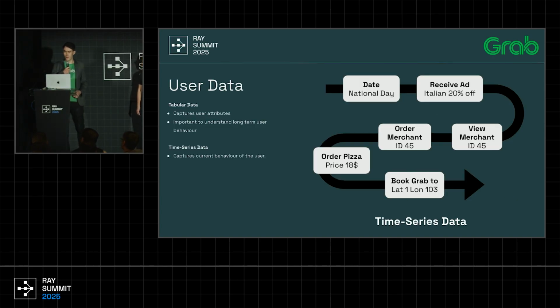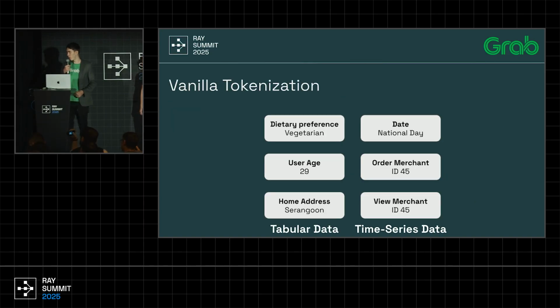Another source of important information is the time series behaviors, so sequence data. For example, we have National Day. So this is the date, then a certain user receives an ad that motivates him to search for merchants. He orders pizza, he gets a ride to somewhere. So how do we learn from both this tabular and time series data?